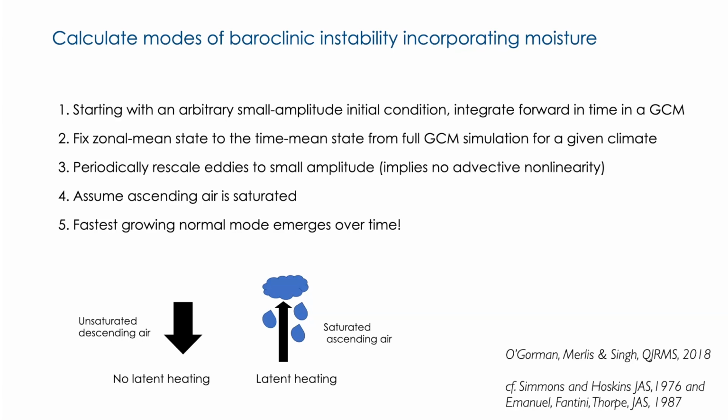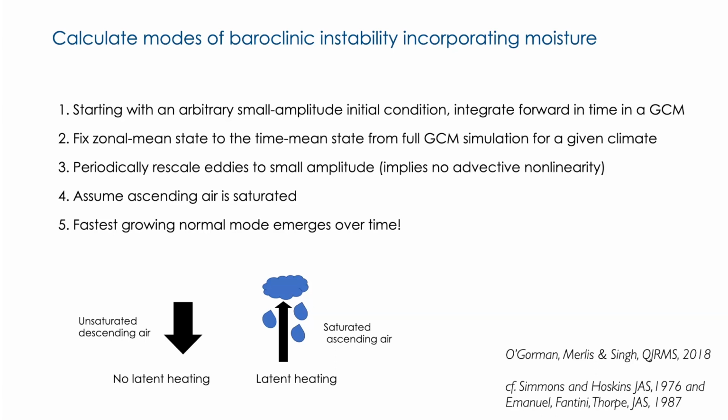And so how do we calculate modes of baroclinic instability? Well, we basically follow this recipe here. We start with an arbitrary small amplitude initial condition, and integrate forward in time in the GCM. We fix the zonal mean state to the time mean state from the full GCM simulation for a given climate. So that's where the warming of the climate and the amount of water vapor and so on will come in. The small amplitude noise will grow to an eddy, and we want to keep it small amplitude for simplicity, because we don't want to have to worry about advective nonlinearity, at least at first. And so every so often we rescale the size of the eddies to small amplitude.